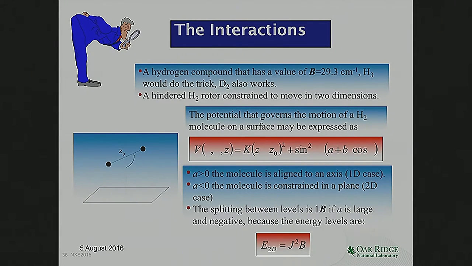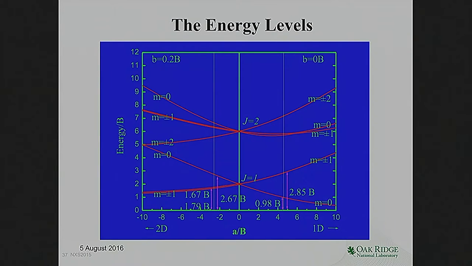If you have a potential energy surface and the molecule is interacting, it essentially feels the potential of the surface, and no other techniques can see that. What happens is the rotational levels of hydrogen get shifted and split. This is an example of what happens if the molecule of hydrogen is trying to be aligned, for example, perpendicular to the surface.